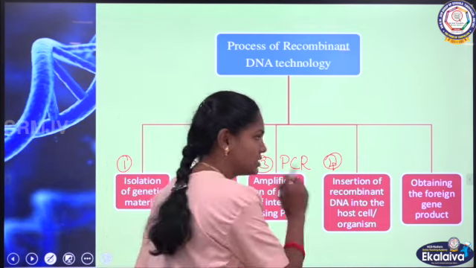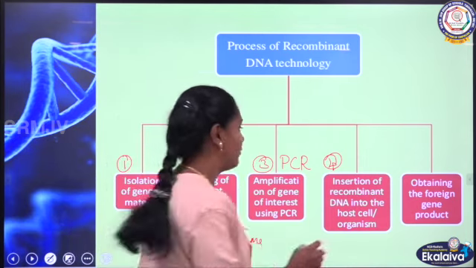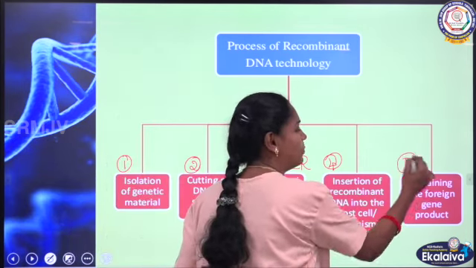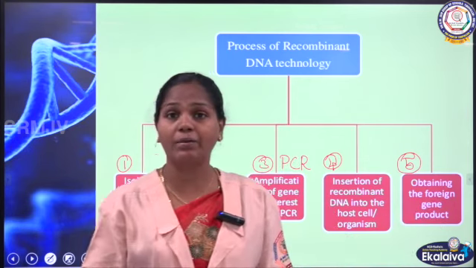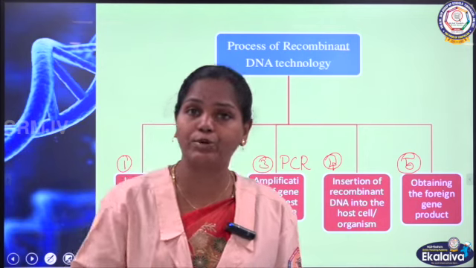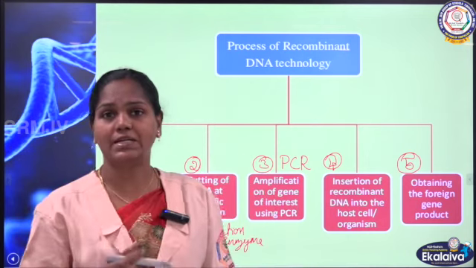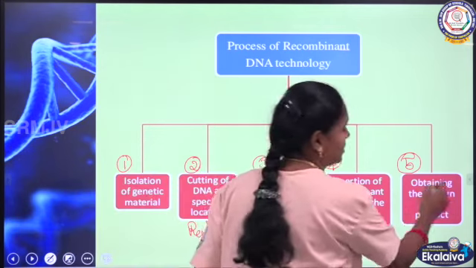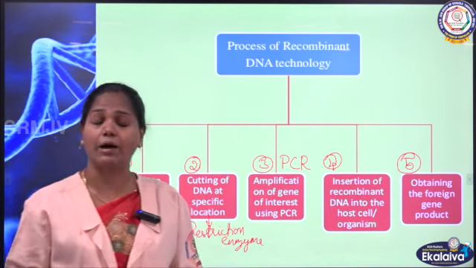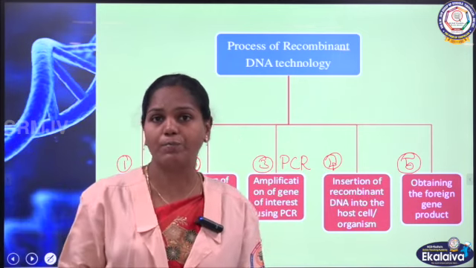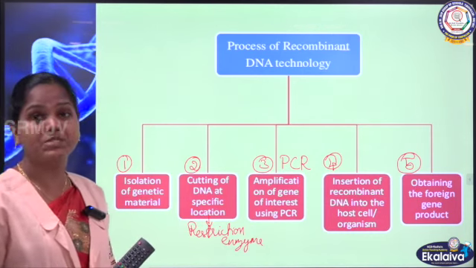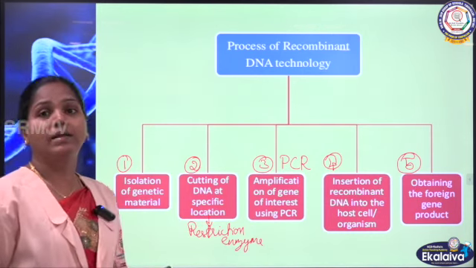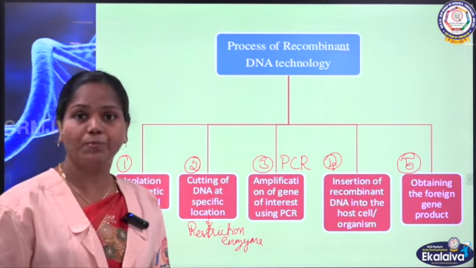After the selection of transformants, the final step is to obtain the foreign gene product. Whatever desirable product is produced from our gene of interest can be collected using some upstream and downstream processes. So these are the five important steps involved in the recombinant DNA technology process.